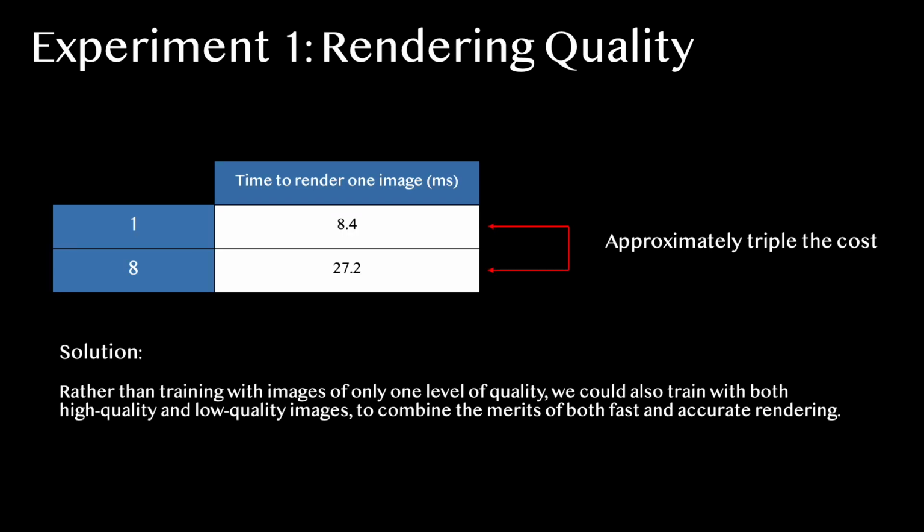However, we found with experiments that to render a single high-quality image, we need approximately triple the time compared to the low-quality ones. Thus, to overcome the expensive rendering, we proposed the use of a combination of both quality levels to combine the merits of both fast and accurate rendering.